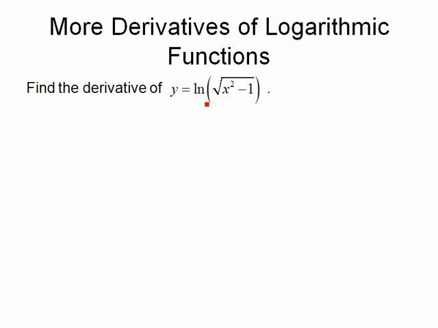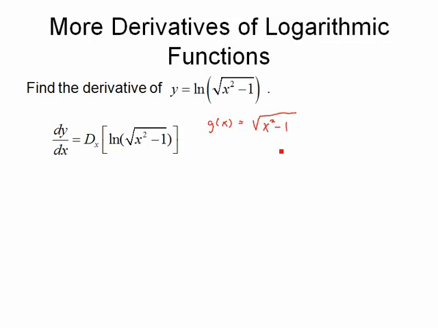Here's another one that's even a little bit more complicated because the inside function now contains a square root. And inside of that square root is x squared minus 1. So to take the derivative of y equals ln of square root of x squared minus 1, in this one I'm going to need two chain rules. So in the first chain rule, I'm going to have my inside function g of x be square root of x squared minus 1, and my outside function f of x is going to be ln of x again.